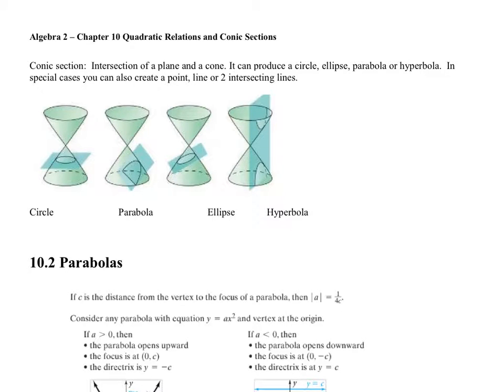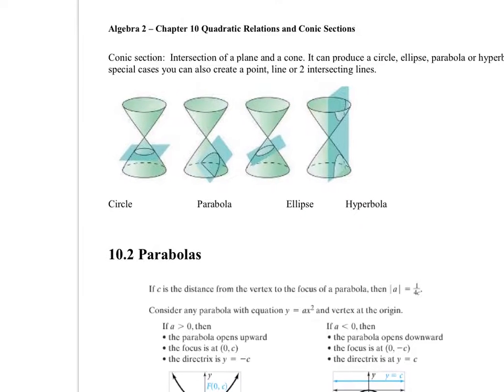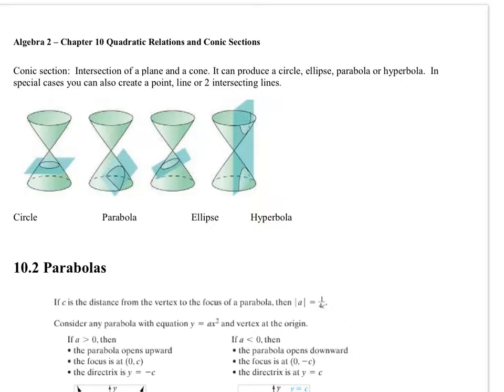So in Chapter 10 we talk about conic sections. A conic section is when you intersect a plane and a cone. So there are two cones, one upside down and one right side up, where the base is at the bottom here, and the base is at the top here. If you slice through parallel to its base, the cross section is going to be a circle.